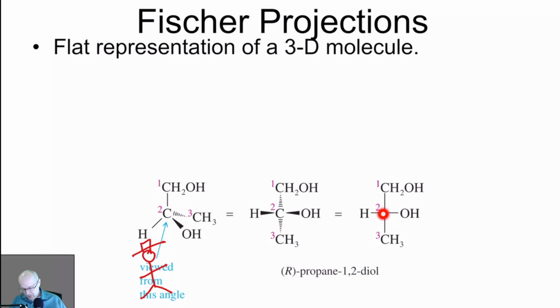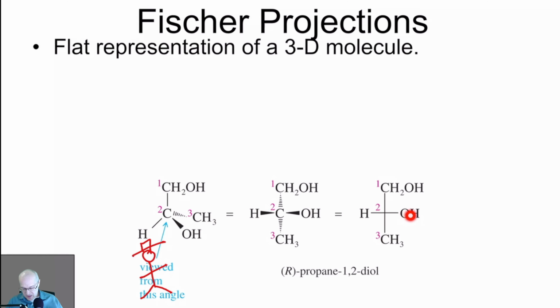So there's a carbon here. Anything that's drawn to the right and to the left is up. Fischer just wants you to know that anything drawn on a chiral carbon to the right and to the left is up, coming towards us. Anything drawn from the chiral carbon up or down is going away from us.